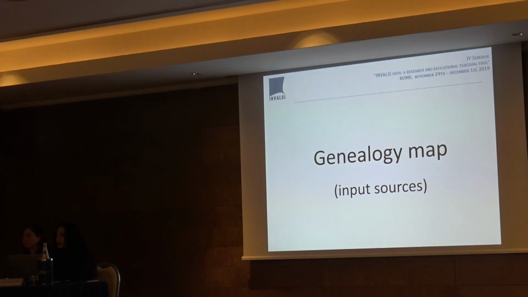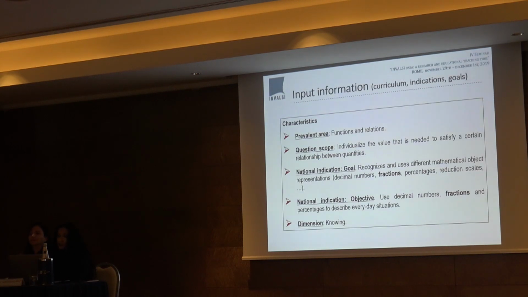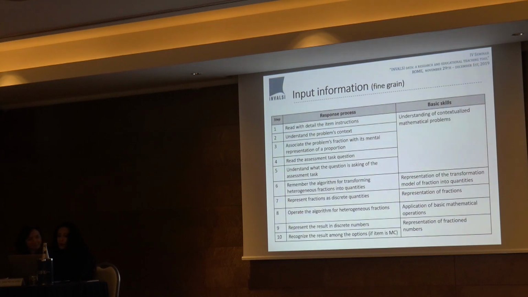So there are different input sources to make a genealogy map. One of the elements that you have here in INVALSI is a specification that includes a characteristic site of the item, where it comes from, and what it assesses. So you have this information, which is very good. What is needed is to develop it a little bit further. You will see why. Other inputs of information are, for instance, when we have identified the response processes and the basic skills that are needed to solve one of the items with one specific context, like this list.